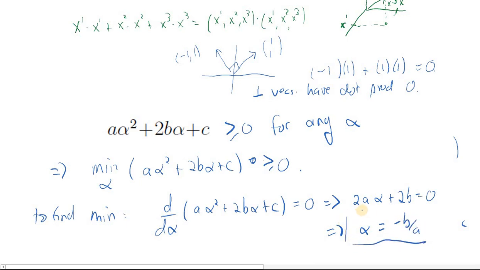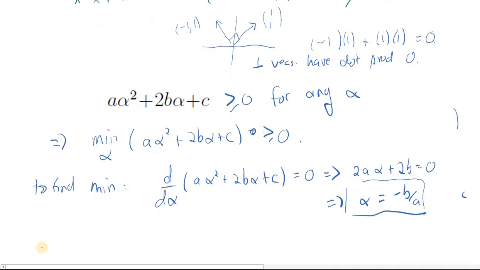So I need to plug this into my expression. When alpha equals minus b over a, then this quadratic takes its minimum value. Okay, so I'm going to plug that in. The minimum value is going to be a, and my alpha is minus b over a, squared, plus 2b times minus b over a, plus c. Okay, and that must be greater than or equal to 0, because this is the minimum value.